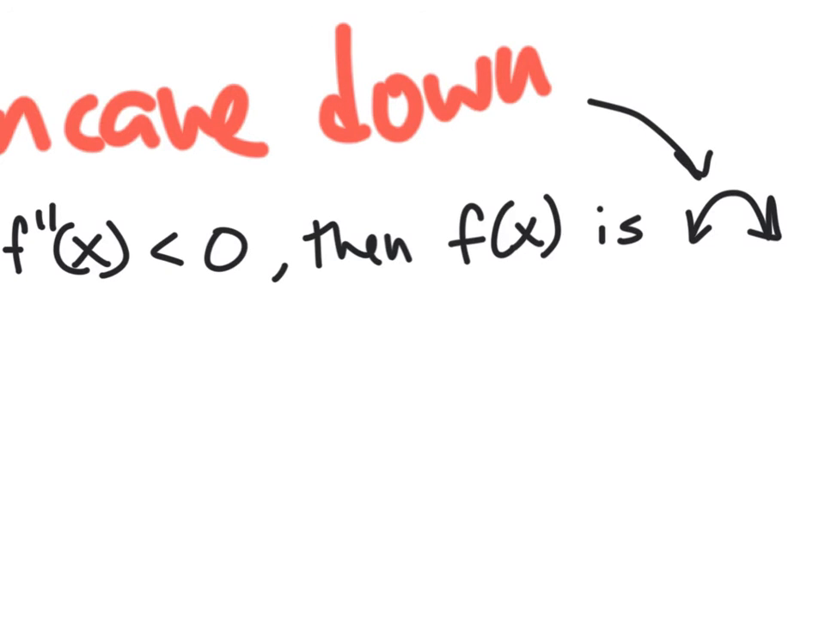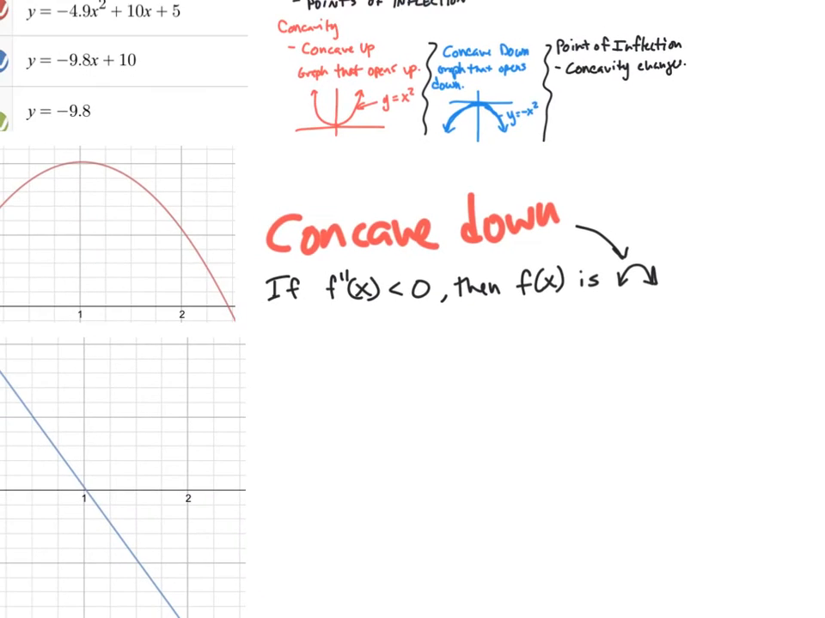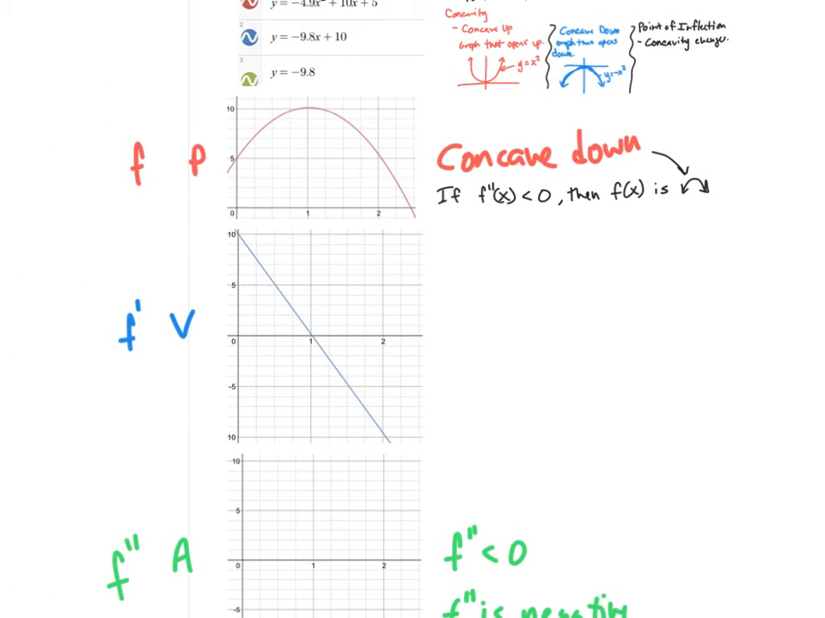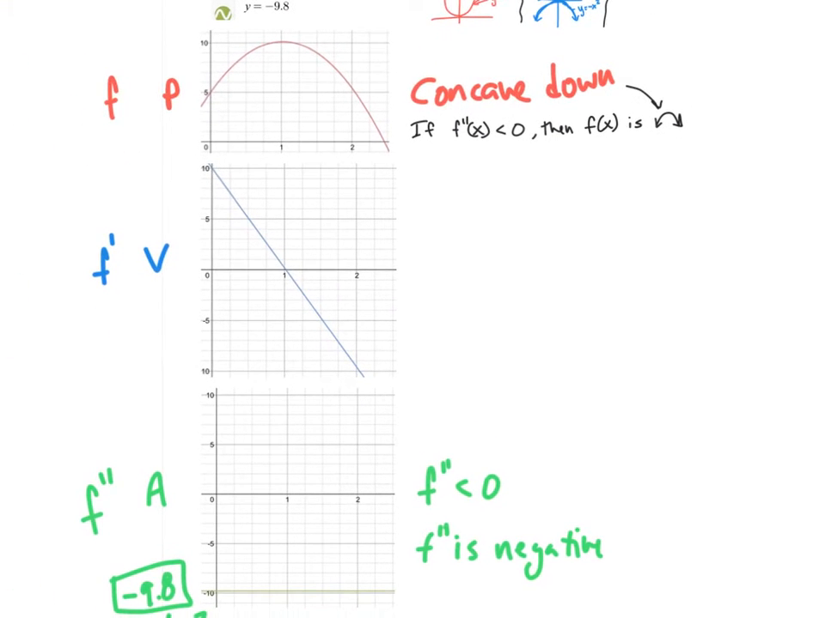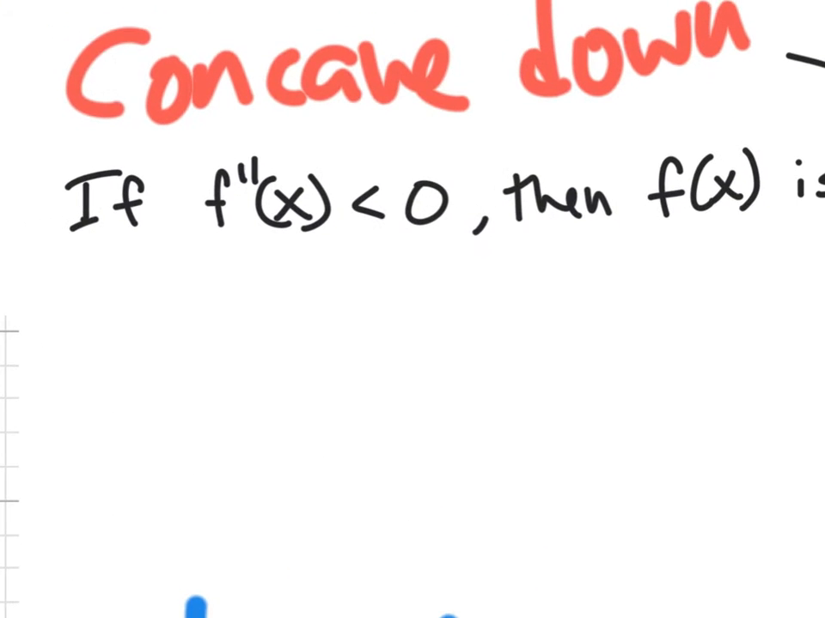All right, so the other thing that I do want us to notice is that because our second derivative is negative, we also know that f prime of x is decreasing. Because f prime is decreasing, that's a result of f double prime being negative, and that's the first derivative test.